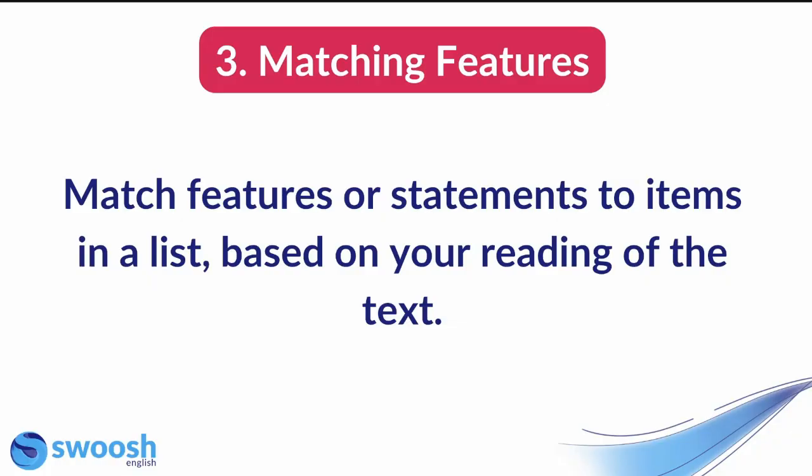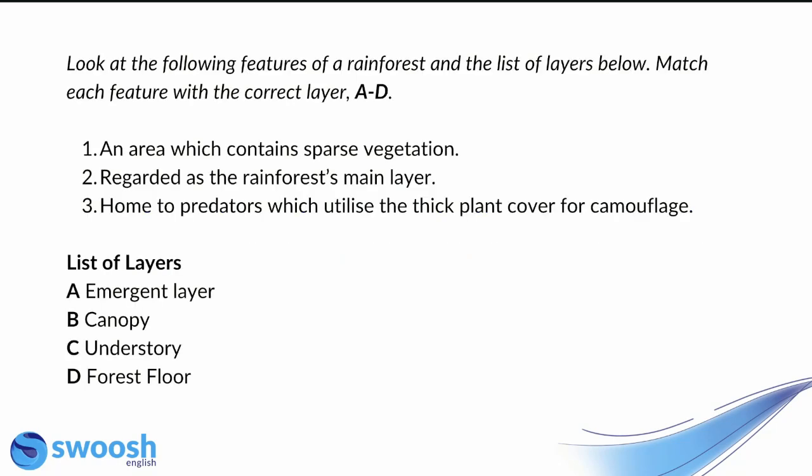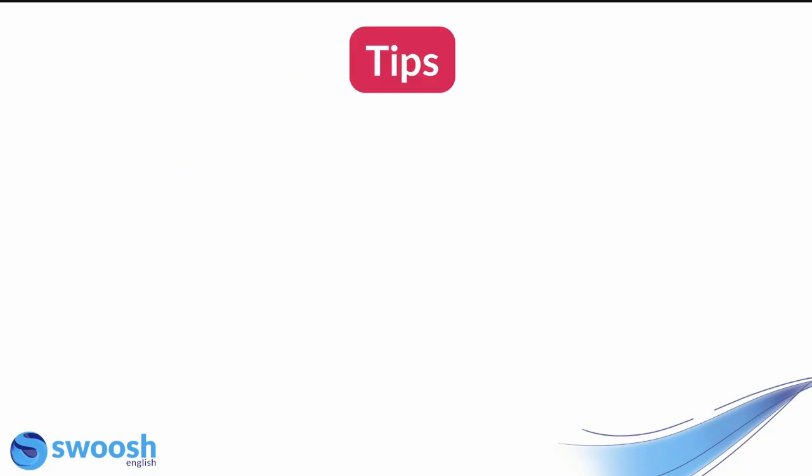Our next question type in the matching category is matching features. So this time you'll be matching features or statements to items in a list based on your reading of the text. So you can see with this example question here, we've got our list of features 1 to 3, and then our list of layers A to D. So it's a little bit similar to the previous question type, but instead of matching these statements to paragraphs, you're matching them to specific items in a list. Now let's take a look at some tips for this task.